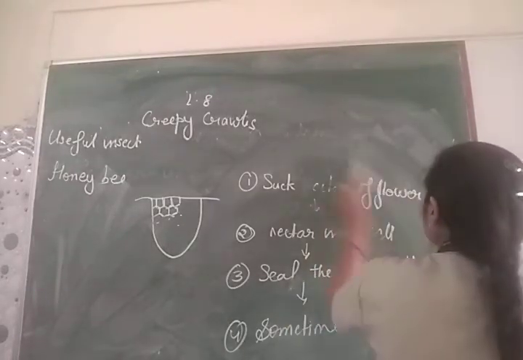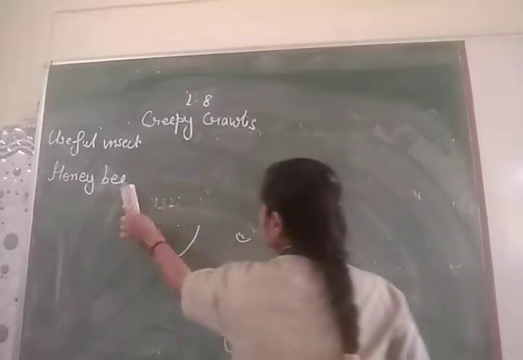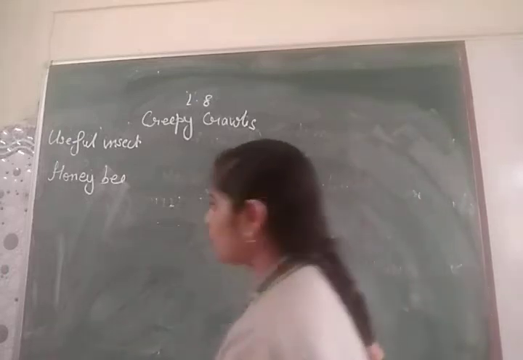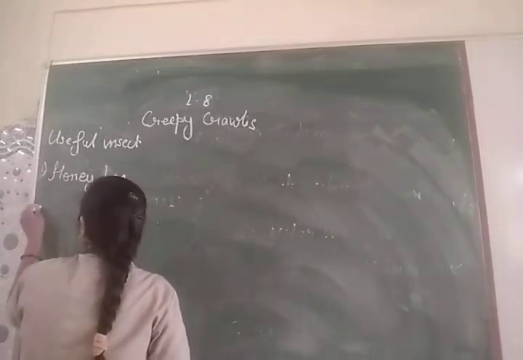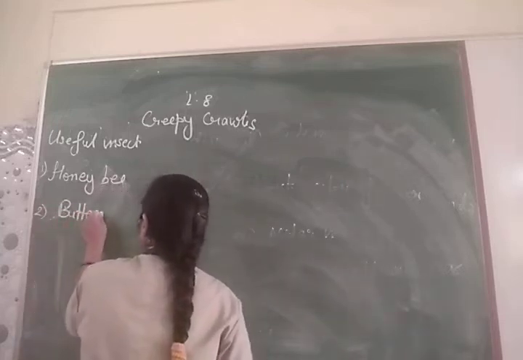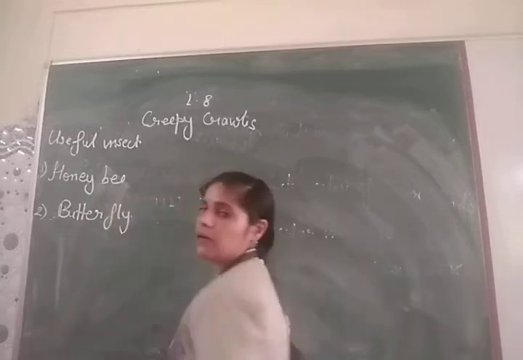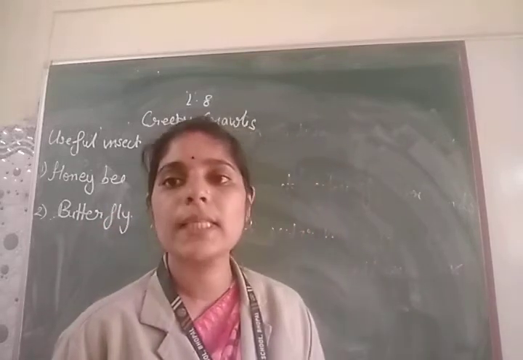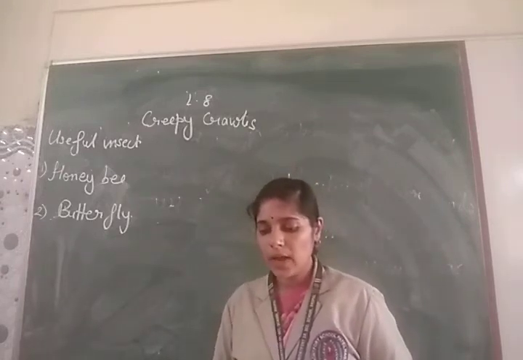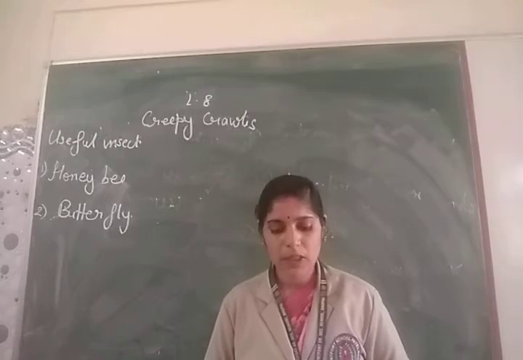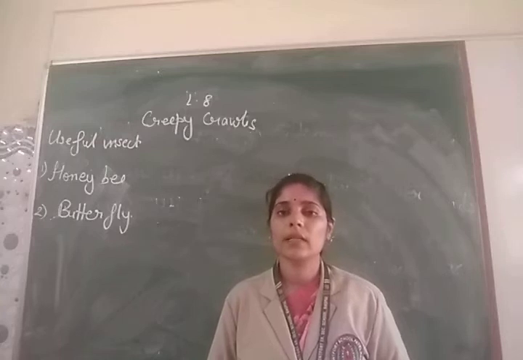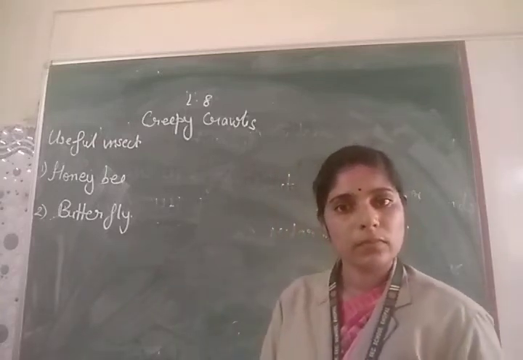Now we are coming to the next useful insect. The first one was the honeybee. The second one is the butterfly. How is the butterfly helpful to you? I'm just reading out for you. Butterflies and bumblebees are some insects which help in the transfer of pollen grains from one flower to another, and they produce some seeds there.